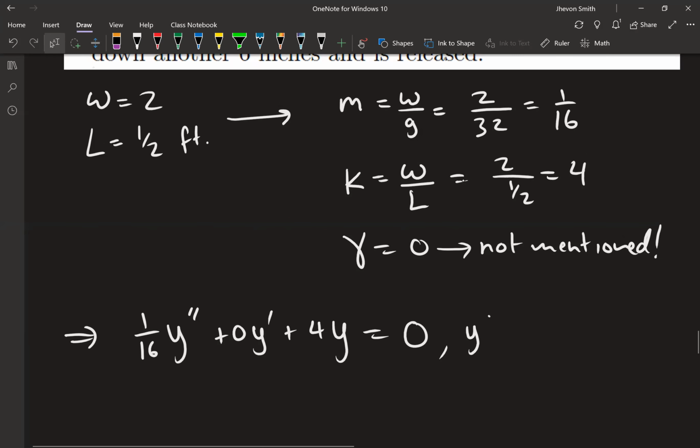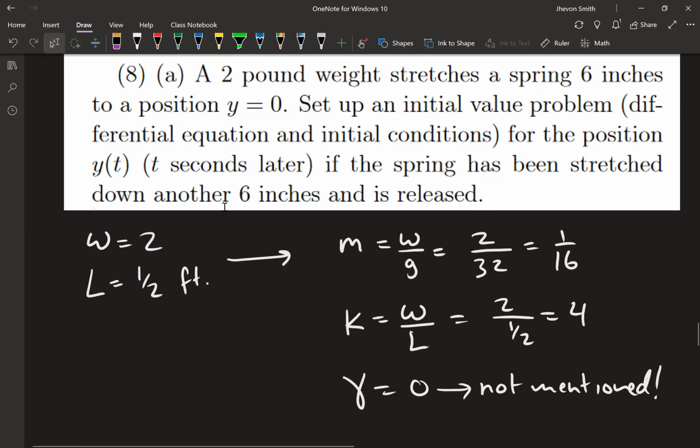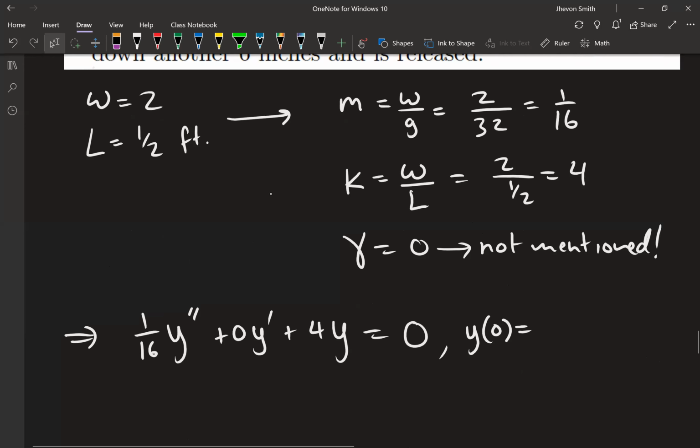On top of that, I know that y of 0 equals... no, I think they told us something. It says it has been stretched down an additional 6 inches, which means the initial position is 1/2 a foot lower than equilibrium, and the initial velocity is 0 since it was released.